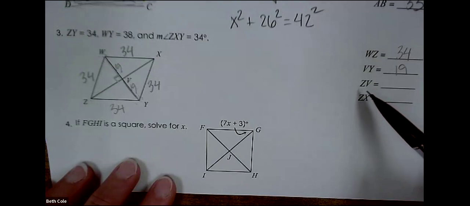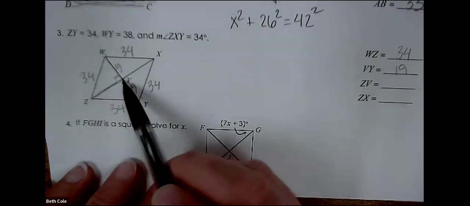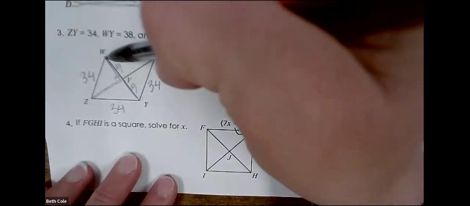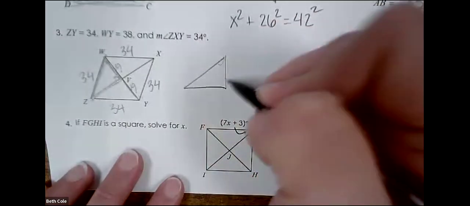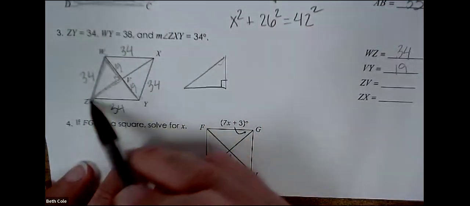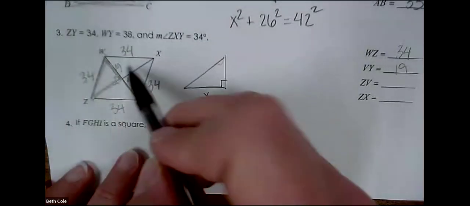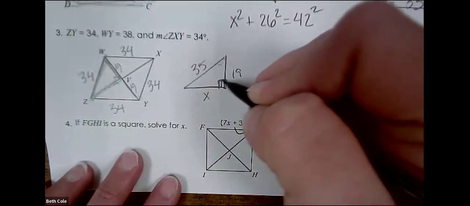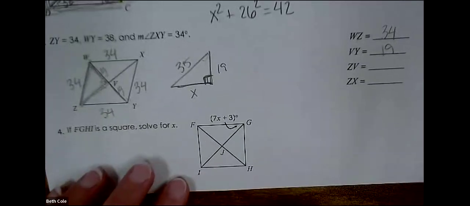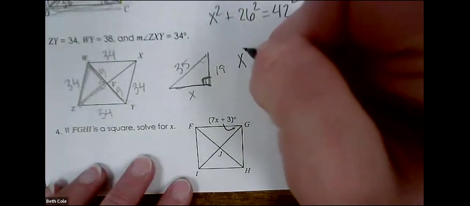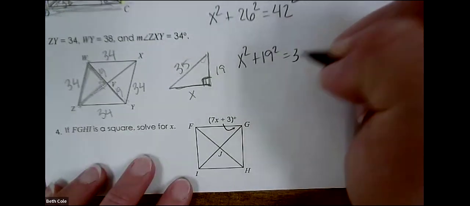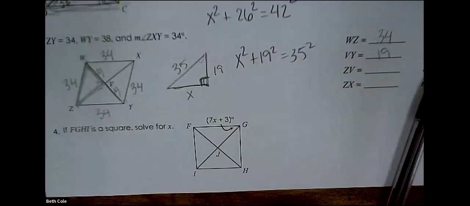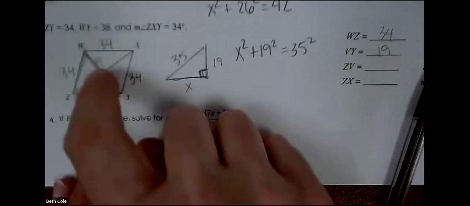ZV. I think we do need to actually work for this one, all right? ZV, I need to find. So we're going to focus on this triangle right here. I'm going to draw it off to the side. You can or not, as long as you watch me do it. We want ZV. I'm going to call that X. I know this side is 19. I know this side is 34. And I know it's a right triangle. So we're going to do our A squared plus B squared equals C squared. Just set it up and put it in the calculator. And I'm going to let you round to a whole number for this so we don't have to deal with decimals.